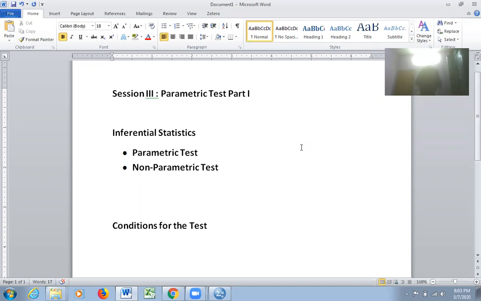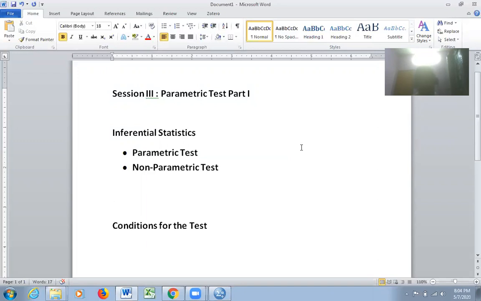And today in both the sessions, we are going to talk about various parametric tests that are available in SPSS. Before getting into the practical aspects, let me tell you something about the two kinds of statistics you can always do in social science research. One is descriptive statistics. The other one is inferential statistics.